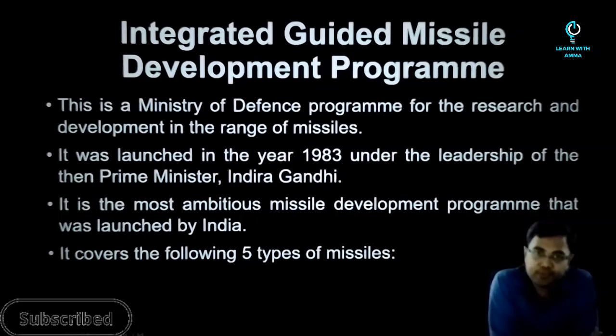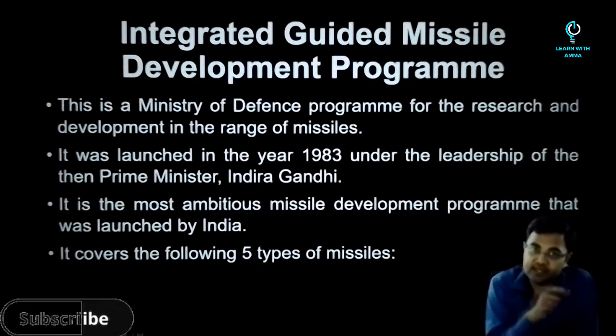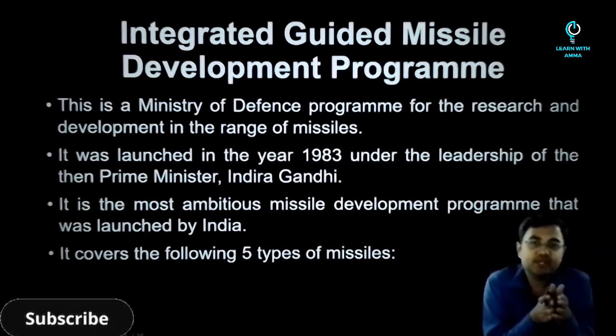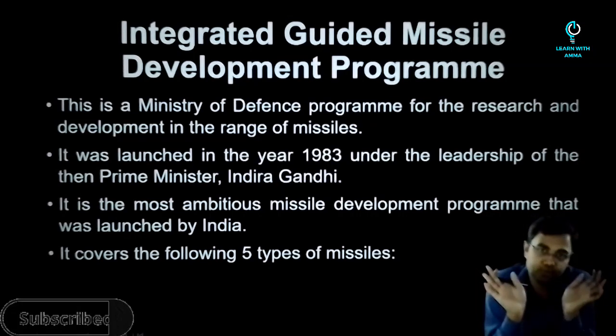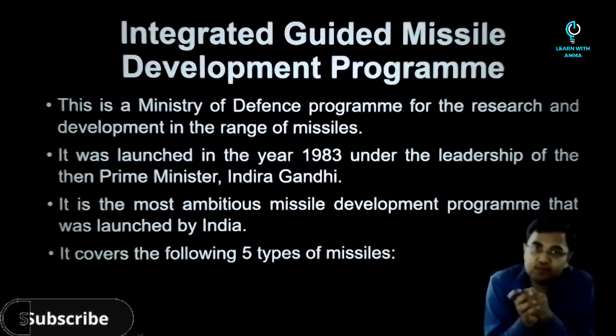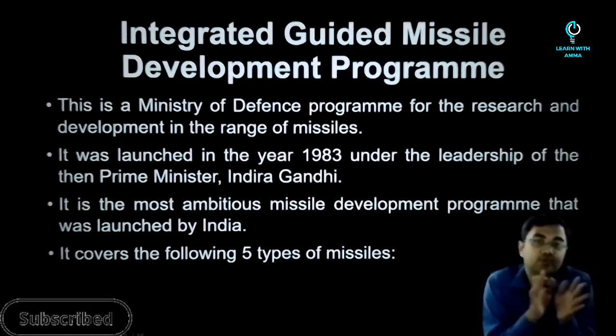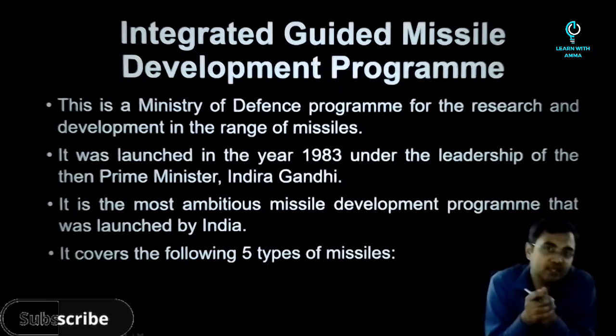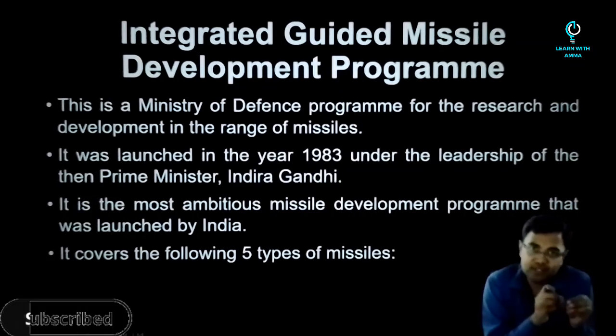Now when we talk about this program, this is something that was launched in 1983 when Indira Gandhi was our Prime Minister. This was the first program that was taken up by India to develop a system of missiles in India. This program started in 1983 and by 2008 we had completed the development of this program. Under this program, there are 5 families of missiles that were developed by India. So it's very important from examination perspective also that you know about all these 5 families of the missiles. So one by one we'll have a look at all these 5 families.